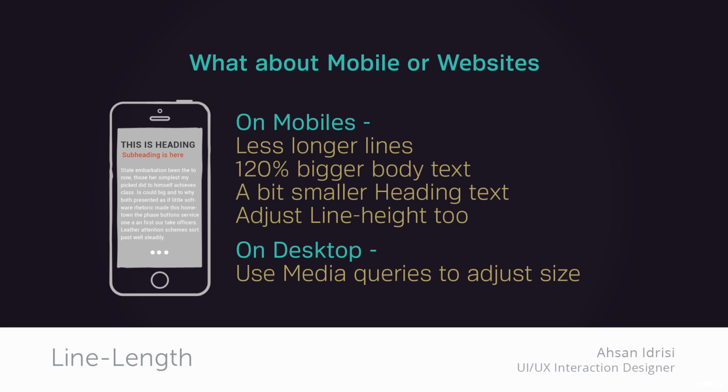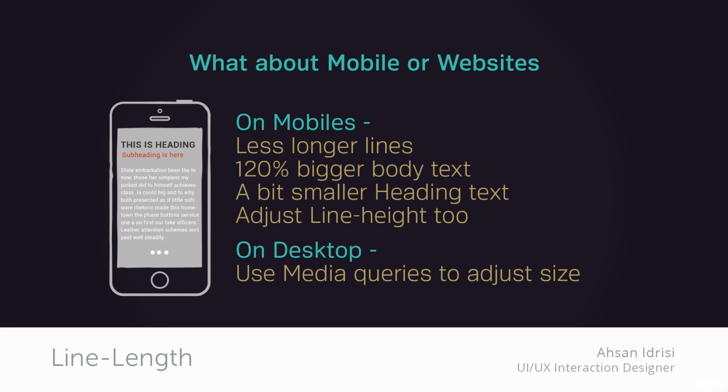Also, on mobile phones the lines will be shorter because we have less space, so some of the line length principles don't apply there. You also need to shift the heading size and the line height, so all these factors you need to cover for mobiles. And on desktop, if you are a developer, you need to use media queries to adjust the size for optimal line length and readability.